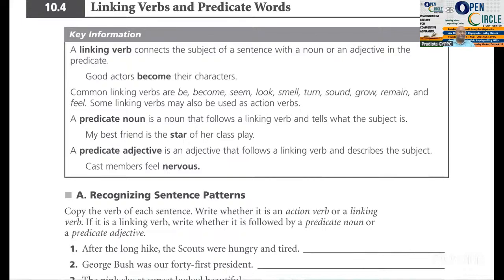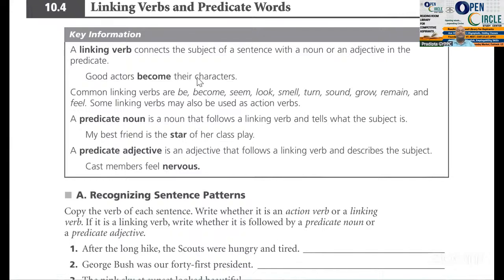Sir, a linking verb is a verb that connects the subject of a sentence with an adjective or a noun in the predicate. Let us understand with examples.